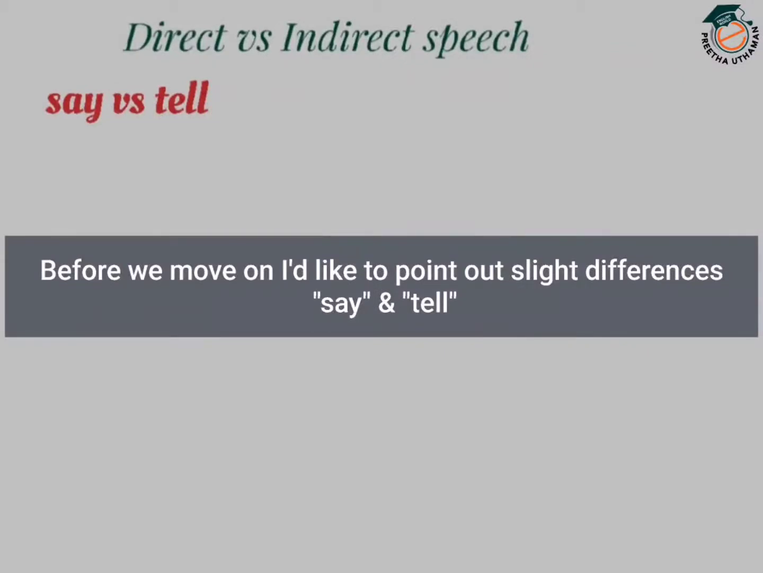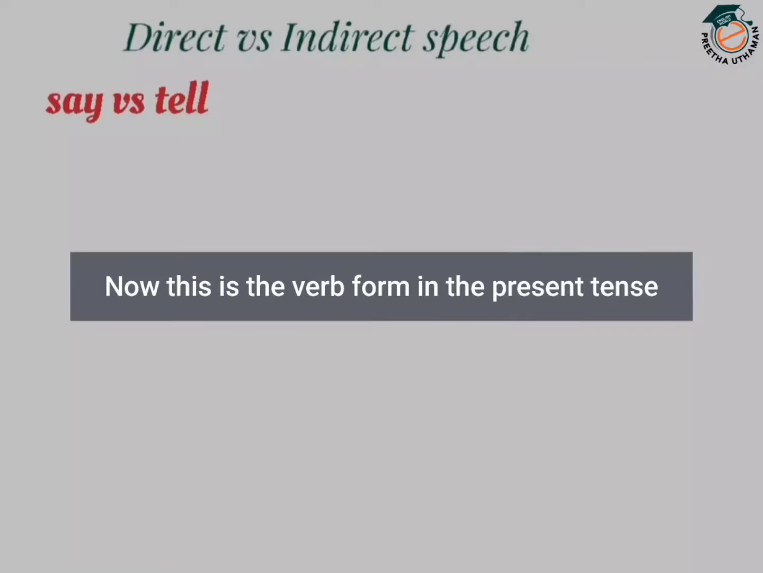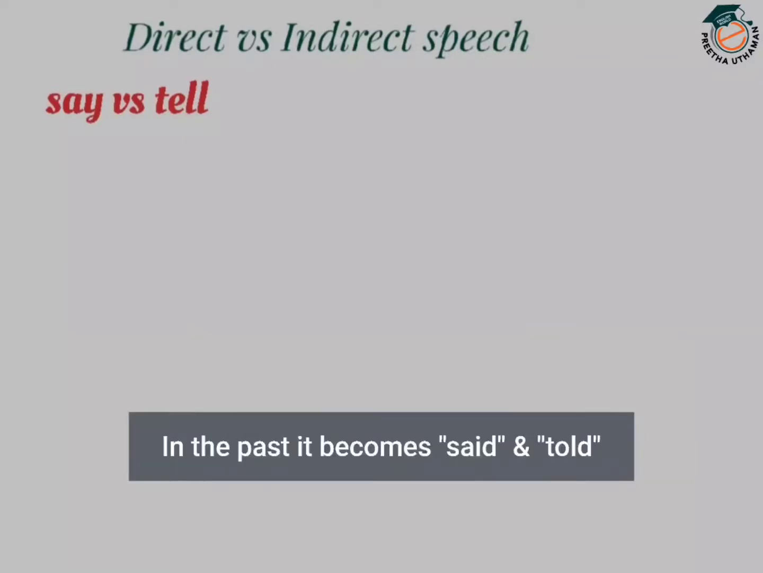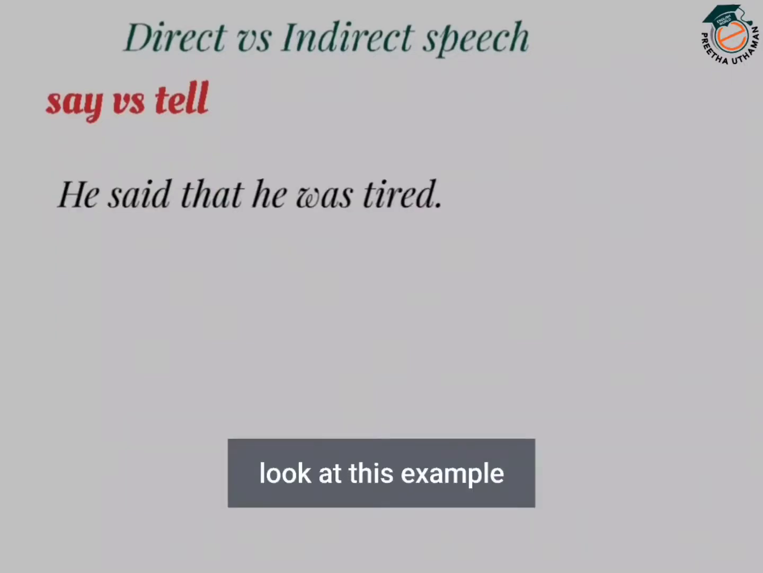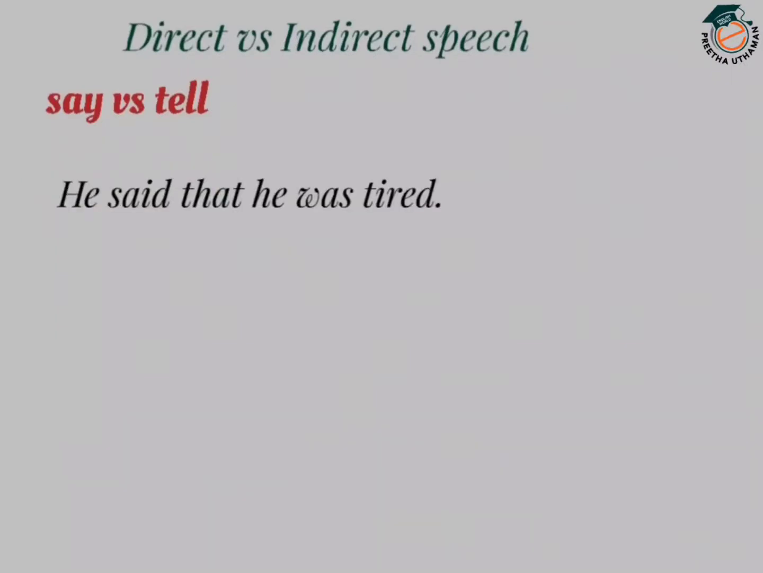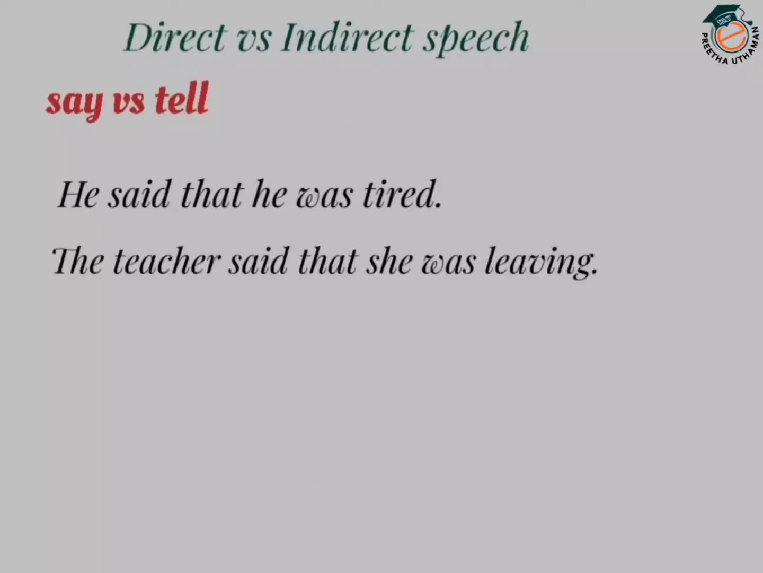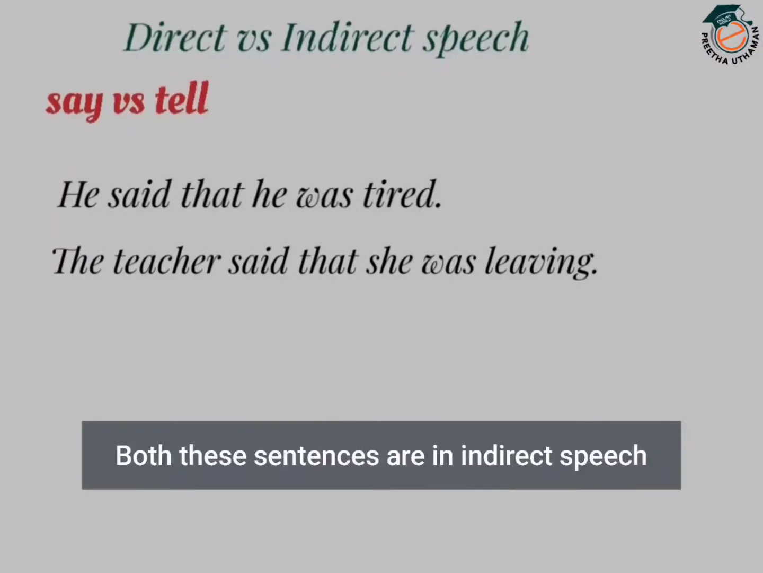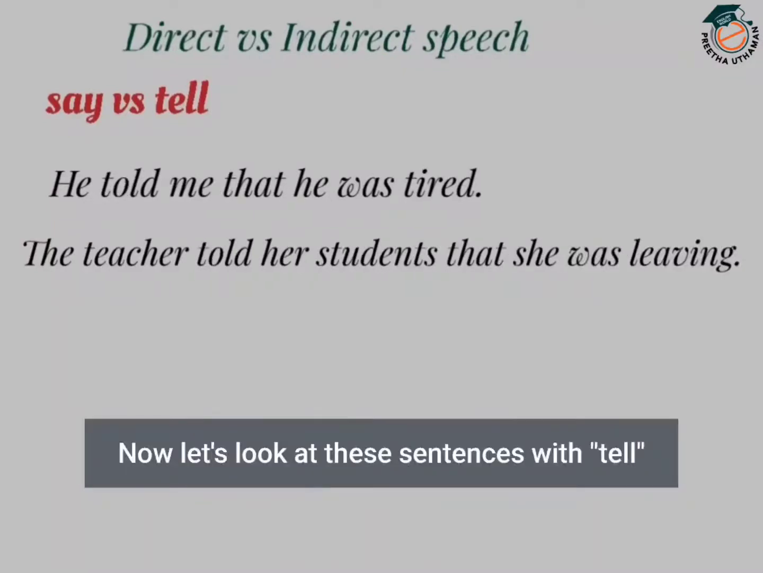Before we move on, I'd like to point out slight differences between say and tell. Say and tell is the verb form in the present tense. In the past, it becomes said and told. Look at this example with say. He said that he was tired. The teacher said that she was leaving. Both these sentences are in indirect speech.